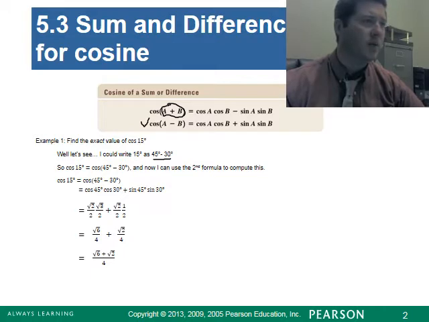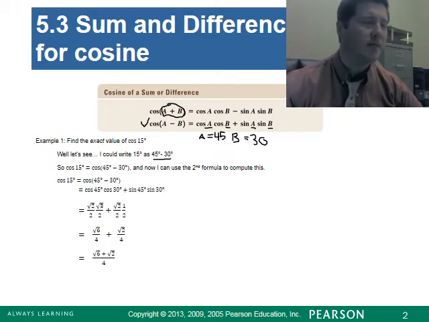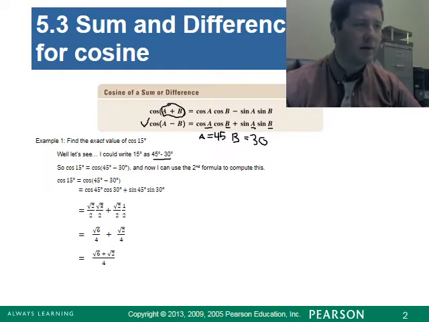So the formula says we take the cosine of our first angle. In our case, A is 45. And multiply by the cosine of our second one. And in this case, B is 30. And then similarly, we would have the sine of A and the sine of B. So that's all I've done. I've plugged those things in. Cosine of 45, cosine of 30, sine of 45, sine of 30.